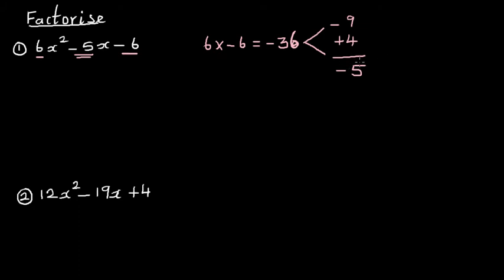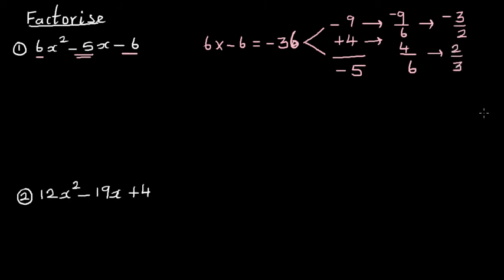Now the next step is very interesting. I'm going to divide both these factors by the coefficient of x squared, which is 6. So this is negative 9 over 6, I'll tell you why I'm doing it, and then I've got 4 over 6. When you simplify, 3 goes into 9 and 6, so this is negative 3 over 2, and this simplifies to 2 over 3.